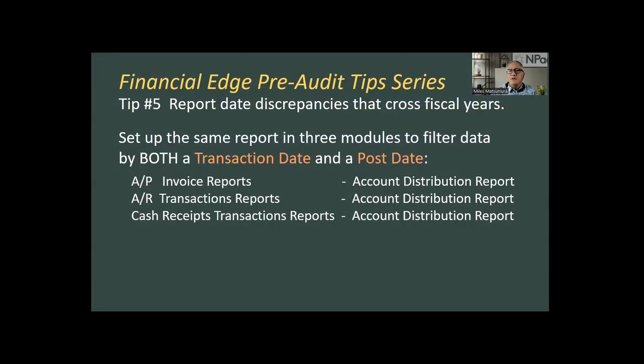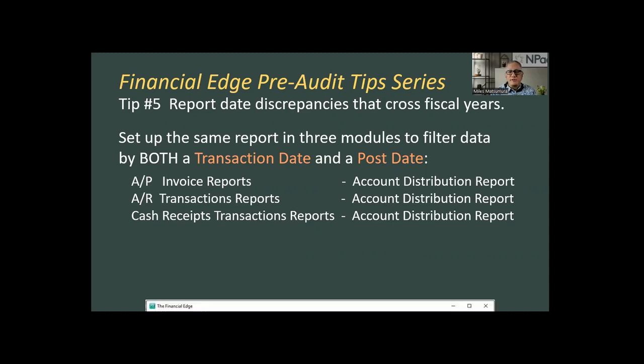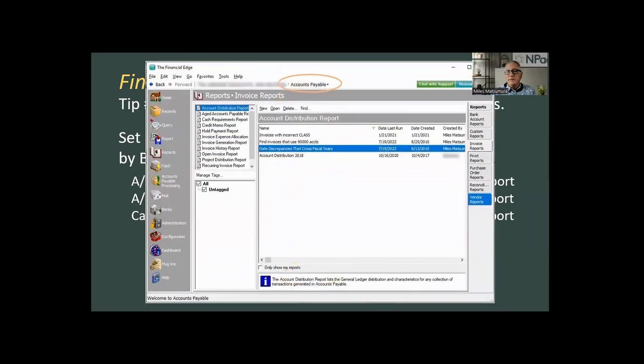Let's look at the account distribution report for prepaid expenses and accrued liabilities. Here are where you'll find the account distribution reports. In the Accounts Payable module, you'll go to Reports, Invoice Reports, then Account Distribution Report.